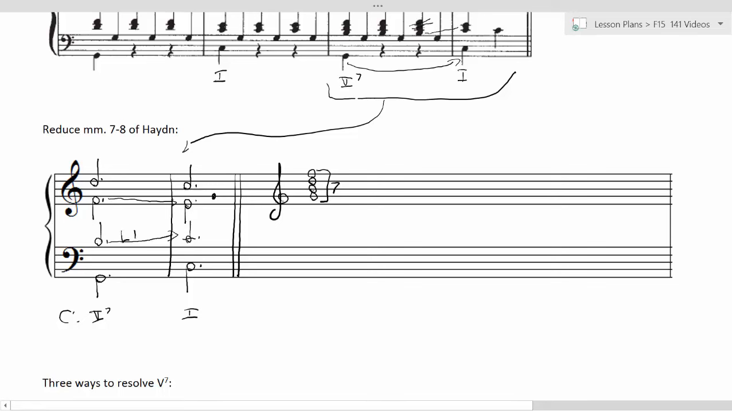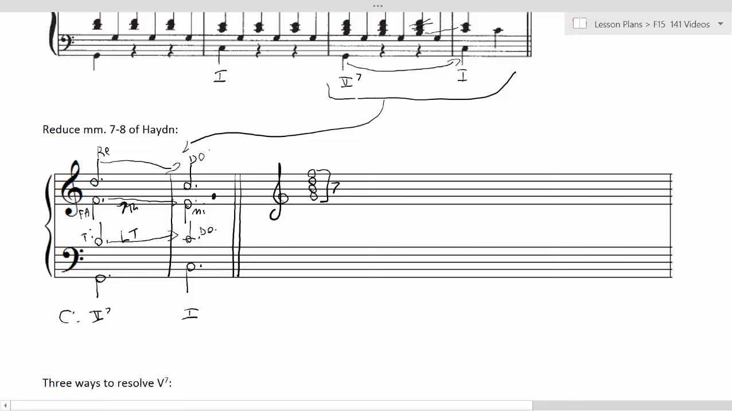So the leading tone rises up to tonic, the seventh of the chord falls down to Mi, so Fa goes down to Mi, okay? And then last, up here in the soprano, we've got Re going down to Do. Okay, so let me write in the solfege here for you. So this is our normal way to resolve 5/7 to 1.